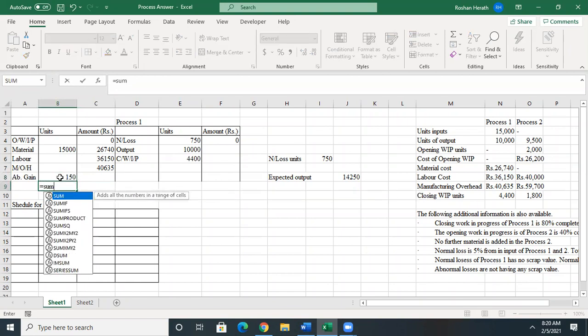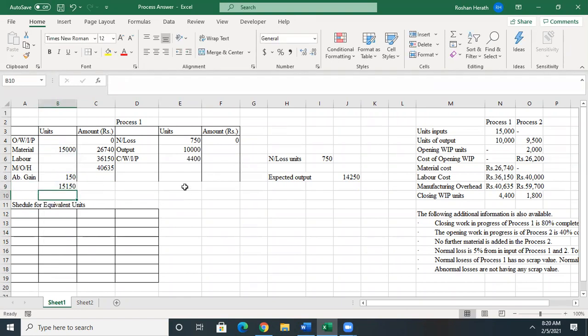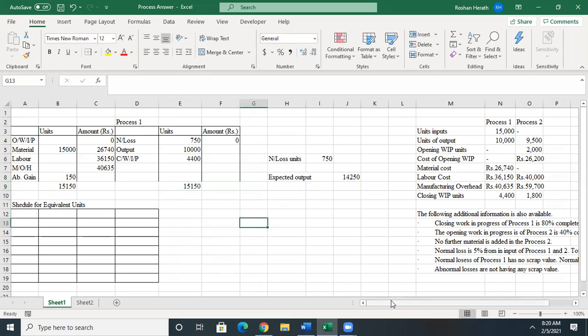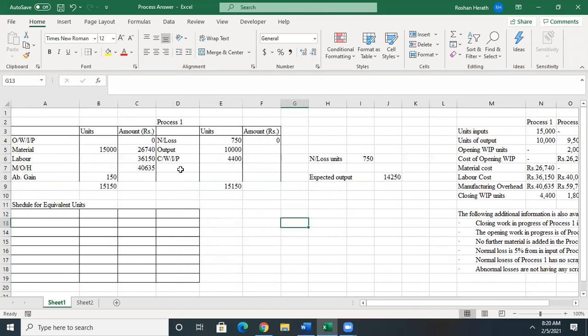Now, if you look at the total, the number of units is going to be in agreement. Okay, we have seen the abnormal gain is there. So this is the first part. Hopefully you would have easily managed them. Then we are coming to the next important thing.